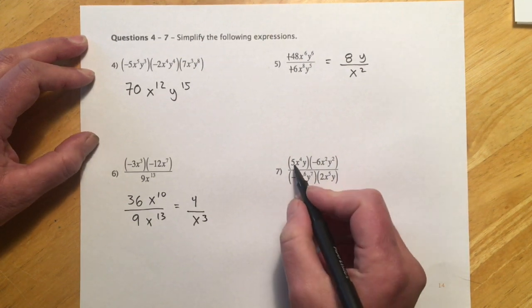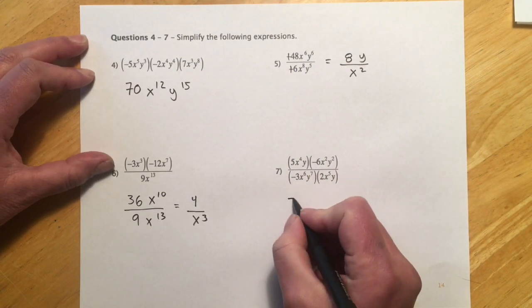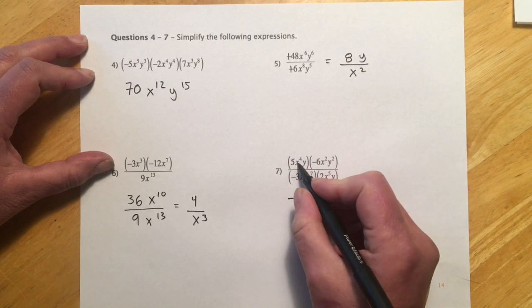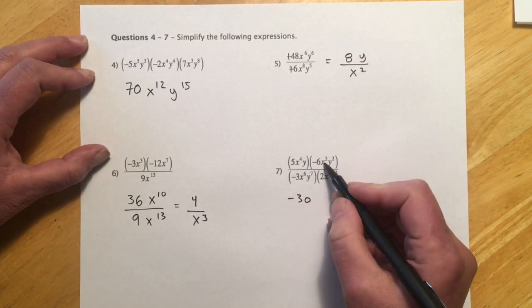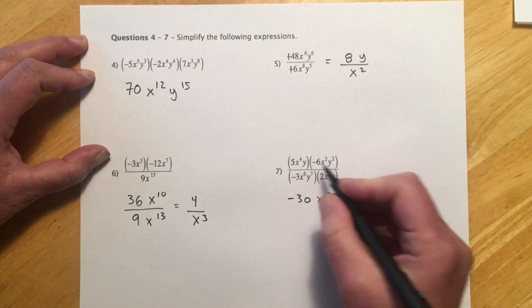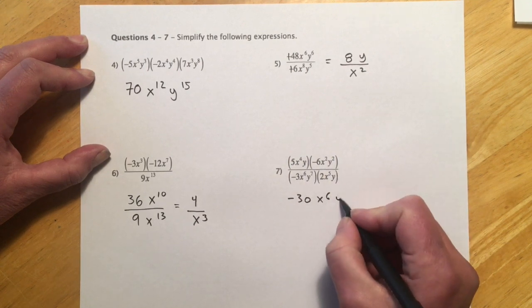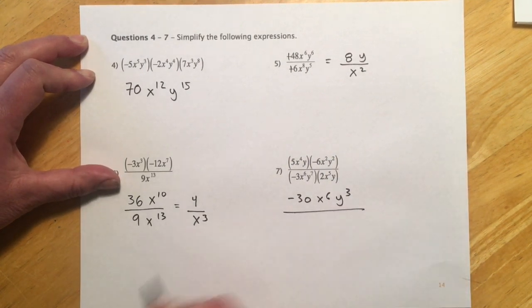And then this one would be 5 times 6, so I'll have a negative 30. And then x to the 4th, x to the 2nd, so x to the 6th. And then a y and a y squared for y cubed.